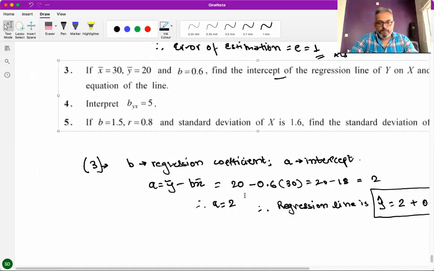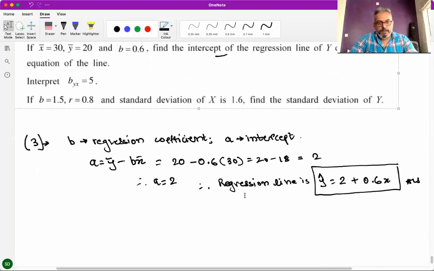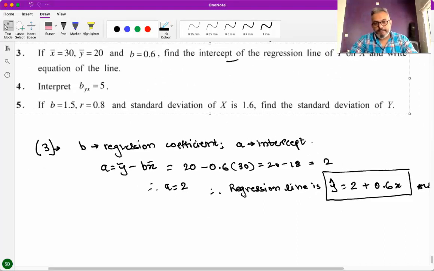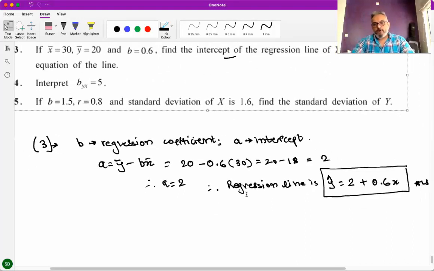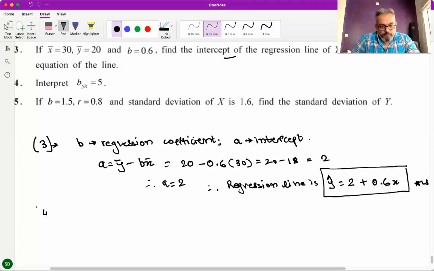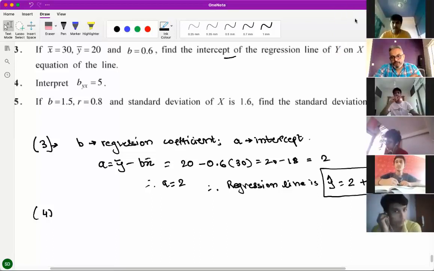Now, fourth one, interpret b on x is equal to 5. Now, we have done a similar sum yesterday. This b, for example, 0.6 over there, here b is equal to 5. So can I say for every unit of increase in x, there is 5 unit increase in y?